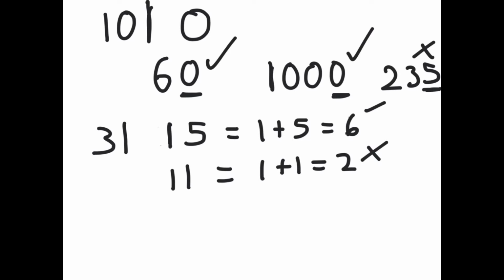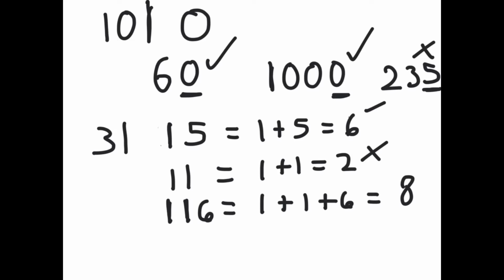All right. So let me repeat. In order for a number to be divisible by 3, the sum of its digits must be divisible by 3. So let's take one more example. Let's say you have 116. The sum of its digits is 1 plus 1 plus 6, which equals 8. And the answer is no. 8 is not divisible by 3, so 116 is not divisible by 3.